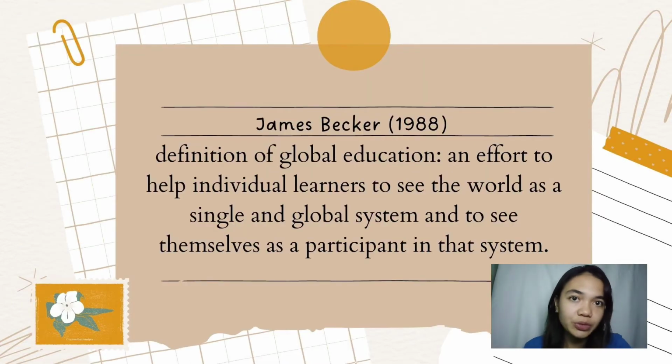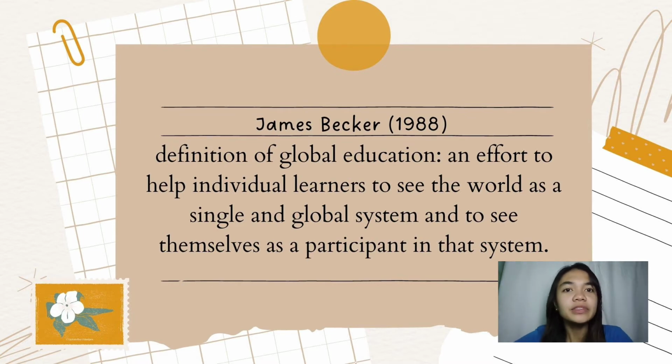So what does James Baker say about global education? James Baker, in 1998, defined global education as an effort to help individual learners to see the world as a single and global system and to see themselves as participants in the system. So global education helps us to remove the barriers, to remove the walls between every country, every educator, every single one, and it emphasizes that global education helps the learner to think as one, and also to help the students to think that they are part of this system, that they are part of this globe.